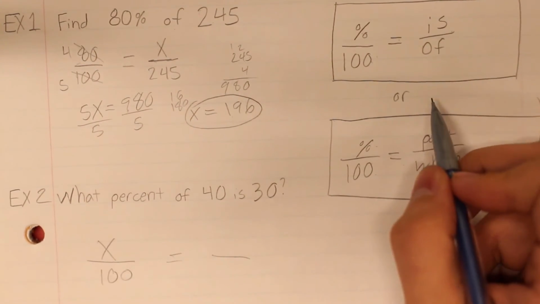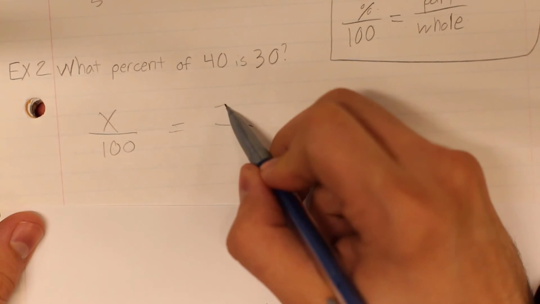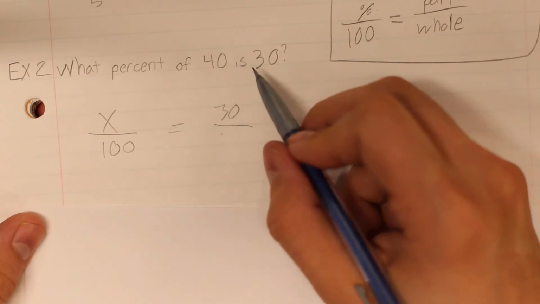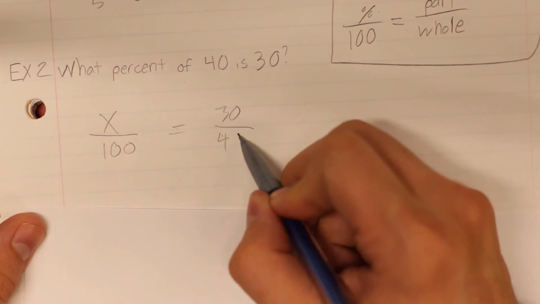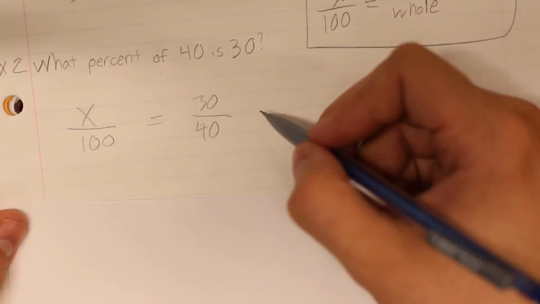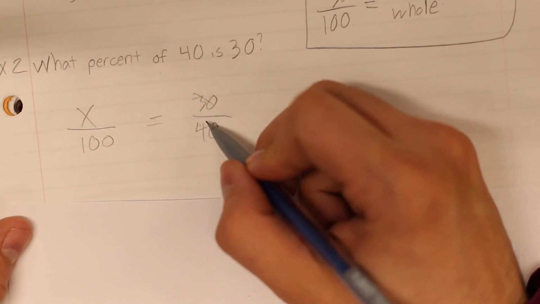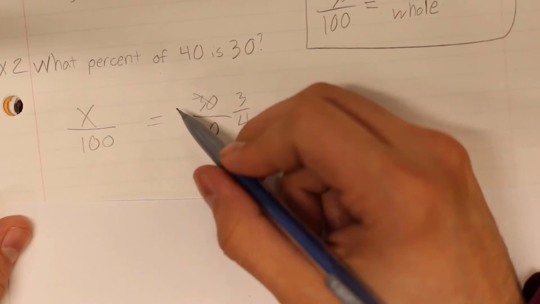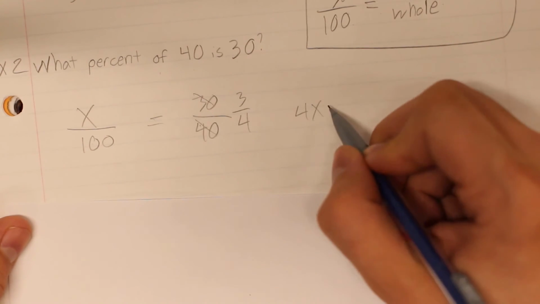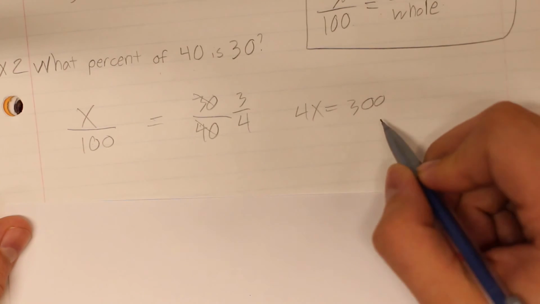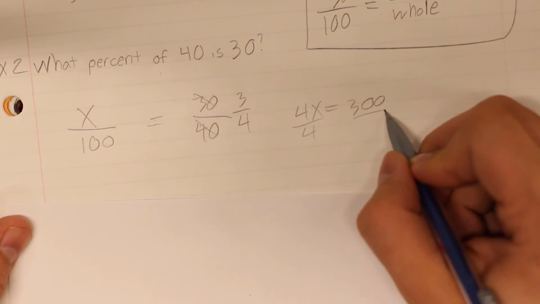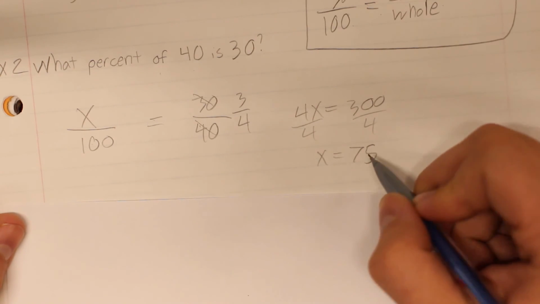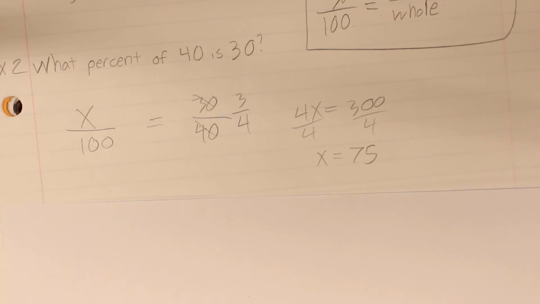See, is over of. The is 30. The of is 40. There we go. We could reduce and then cross multiply. You would get 3 over 4, cross multiply, and you end up with 4x is equal to 300. You could divide by 4, x is equal to 75, okay? Simple enough.